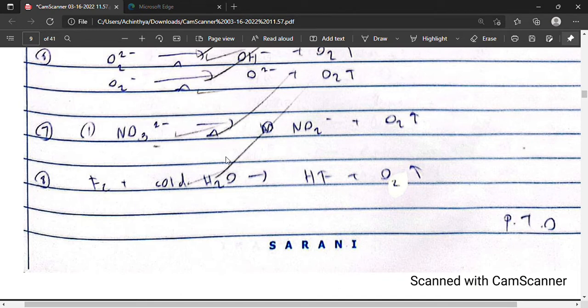Another means of getting oxygen is by thermally decomposing group 1 metal nitrates like sodium nitrate, potassium nitrate. It will thermally decompose to form the respective nitrite. The group 1 metal nitrate will decompose into the group 1 metal nitrite and evolve oxygen.